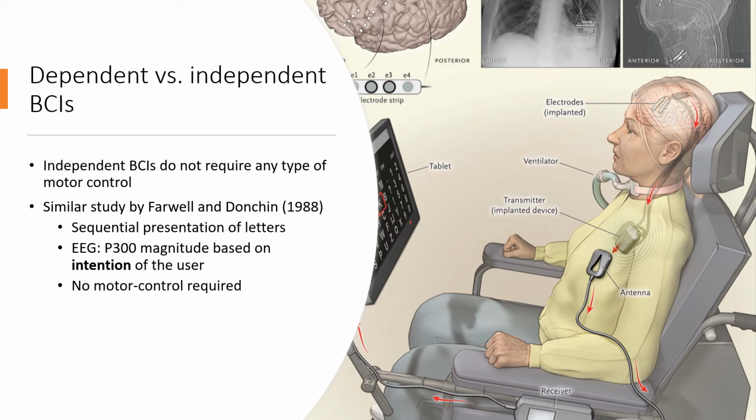A similar experiment has been performed using an independent BCI design, and in this study, participants had to spell a word as well, but they had to look at letters flashing on the screen one by one, so they were exactly in the same position. And therefore, the users did not have to change their gaze direction. Every letter still presented a response. In the brain, it was the P300. And this response did not depend on the eye gaze of the participant, but on the intention. And this is what makes this an independent BCI.